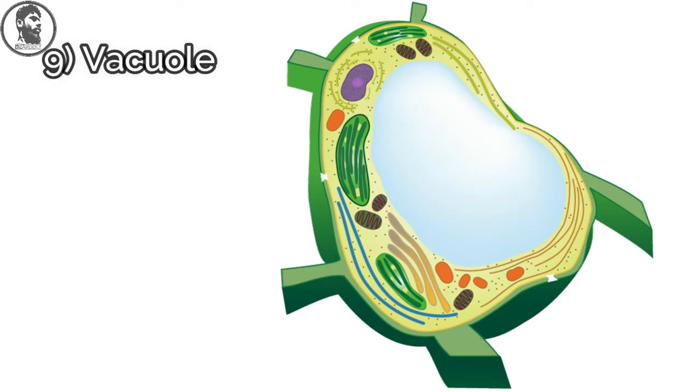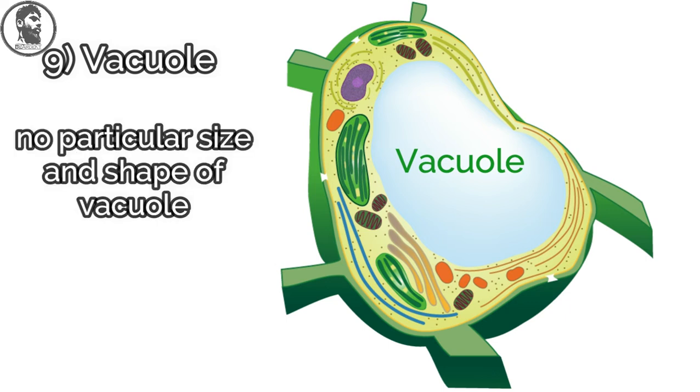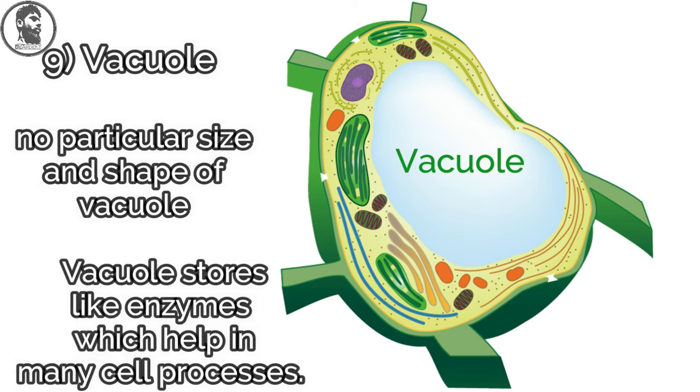Now, coming to the last and important organelle in the plant, that is the vacuole. Vacuoles are majorly present in the plant cell, though animal cells also contain vacuoles, but the vacuole size is very small in animal cells. There is no particular size and shape of a vacuole. The size and shape of a vacuole varies according to the requirement of the cell. Vacuoles store chemicals like enzymes which help in many cell processes.